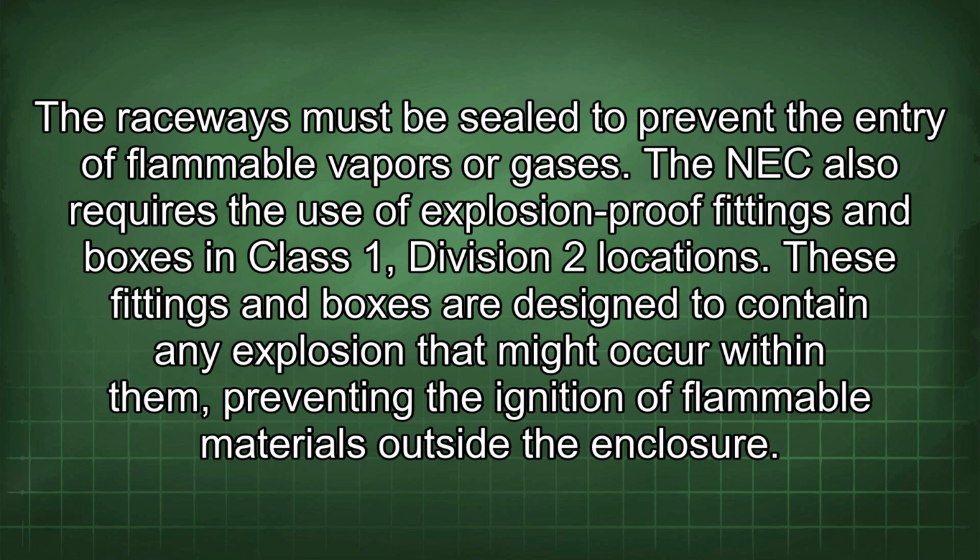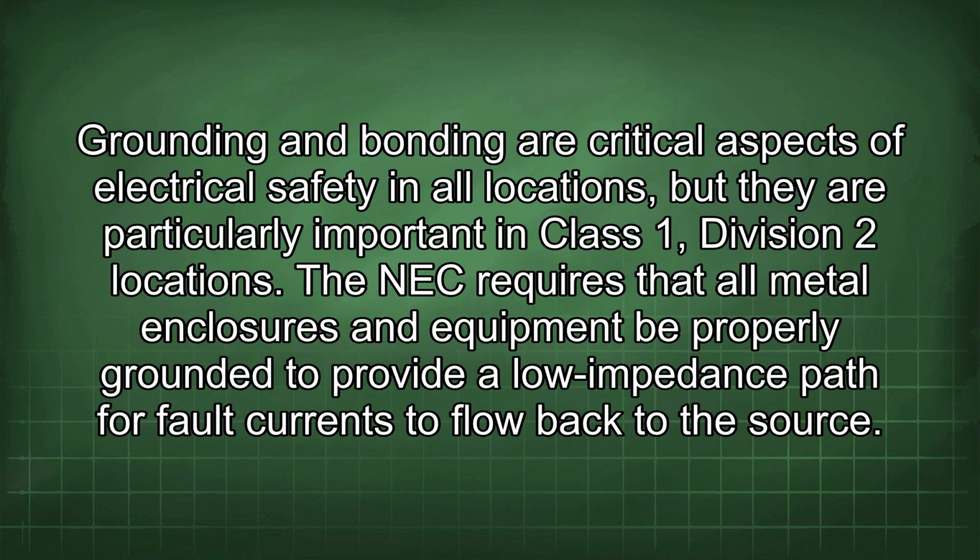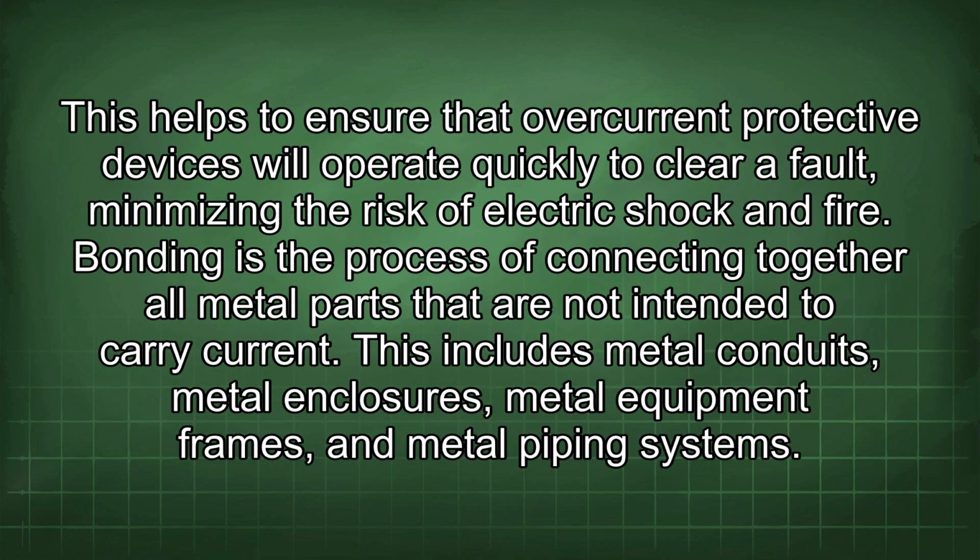materials outside the enclosure. Grounding and bonding are critical aspects of electrical safety in all locations, but they are particularly important in Class 1, Division 2 locations. The NEC requires that all metal enclosures and equipment be properly grounded to provide a low impedance path for fault current to flow back to the source. This helps to ensure that overcurrent protective devices will operate quickly to clear a fault, minimizing the risk of electric shock and fire.